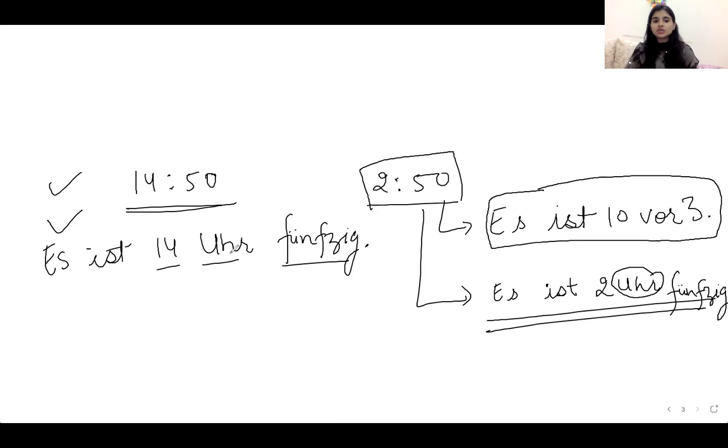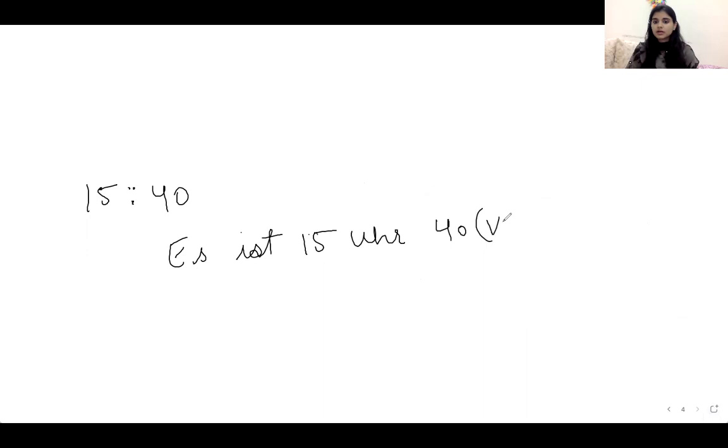Because officially you use the terminology Uhr instead of Viertel, vor, nach, kurz and all. You use Uhr to tell the time. So tell me, how would I be saying 15:40? Es ist 15 Uhr 40. Es ist 15 Uhr 40.